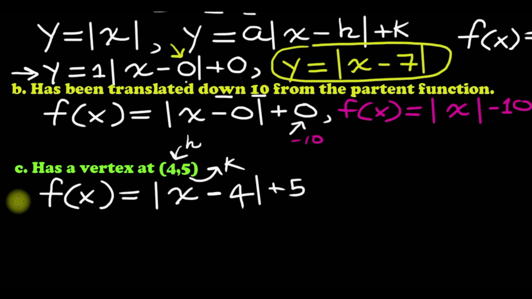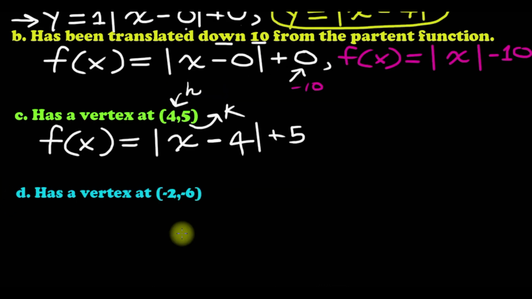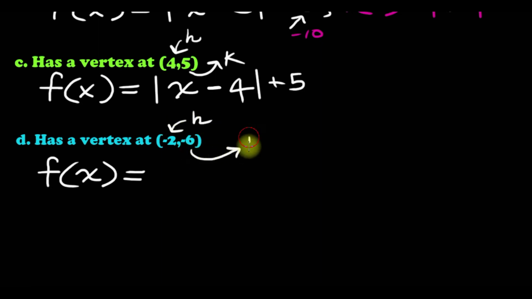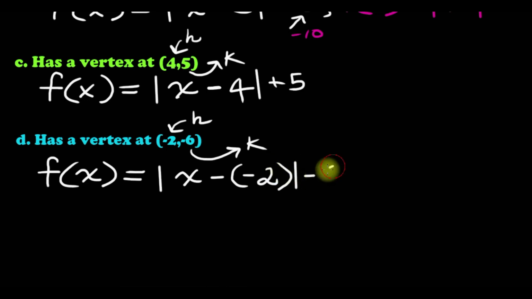All right, let's look at the next one. This one has a vertex at (-2, -6). So it's the same thing. So you've got f of x. This right here is going to be your h, and then the negative 6 is going to be your k. So you've got the absolute value of x minus negative 2. We plug in the h. Because it's negative 6, it's going to be minus 6. And we just have to simplify this.